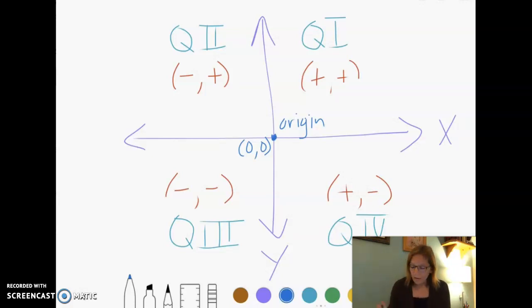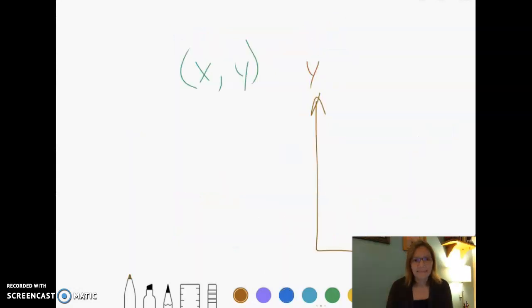So another thing that I want you to remember, I'm going to erase this now, so if you need to copy notes, pause. Okay, so remember we have two coordinates every time we are plotting a point. It's called an ordered pair. And the x is always the first number in the ordered pair, and the y is always the second number.